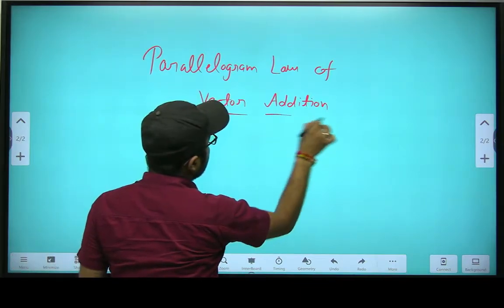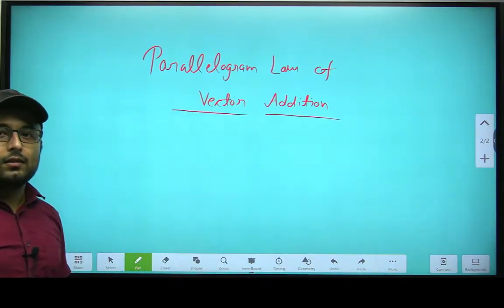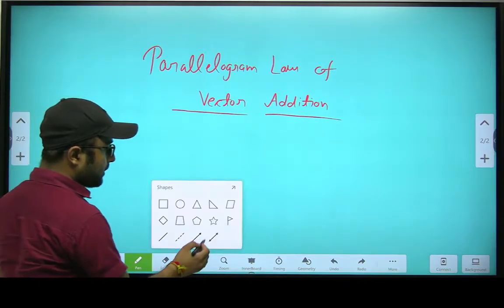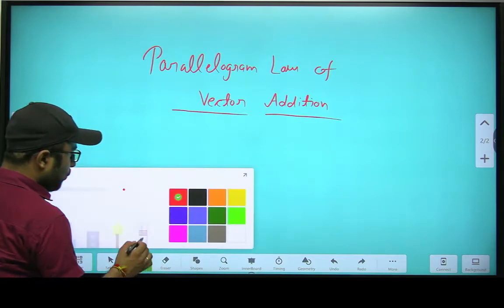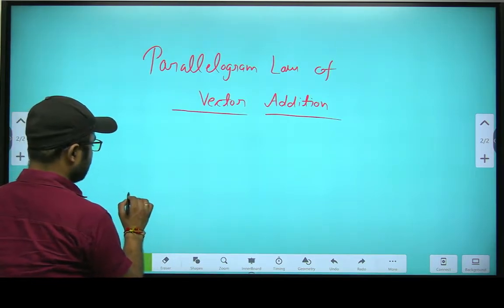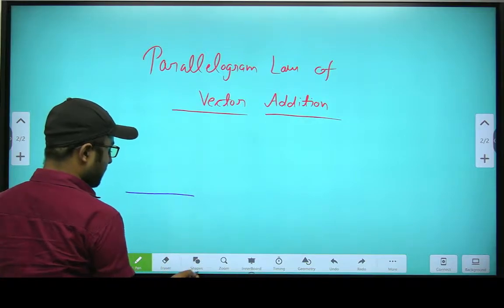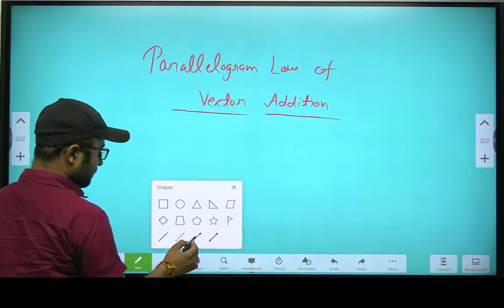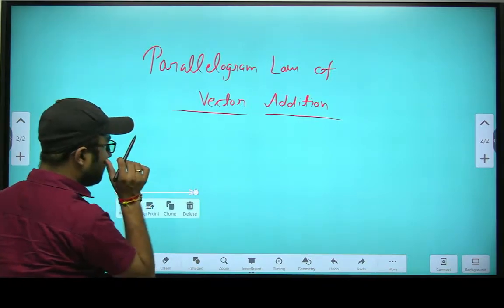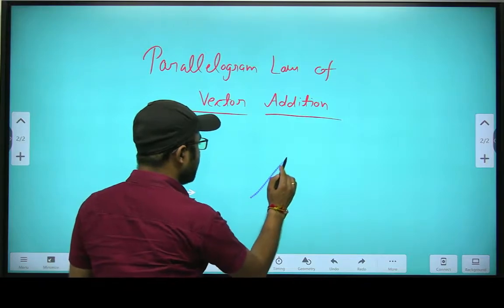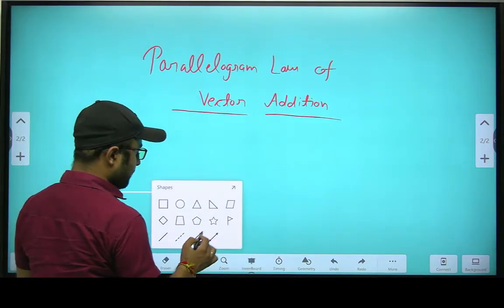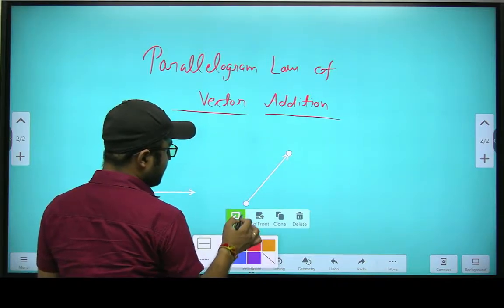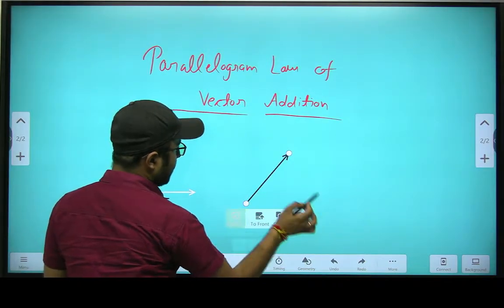First we will do it by the graphical method, that is by drawing the vectors. Then we will do its analytics. So if two vectors are given, like this vector A, and there is another vector B, and vector B is inclined at an angle of 50 degrees from vector A.